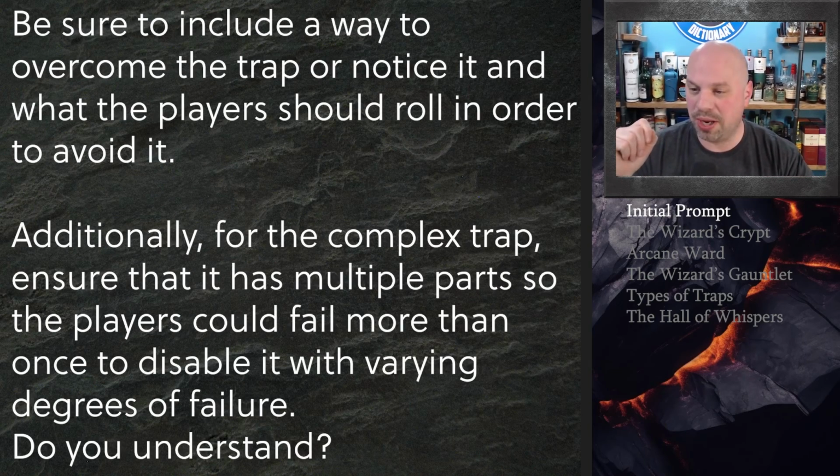Be sure to include a way to overcome the trap or notice it and what the player should roll in order to avoid it. This will help you in your role play during the course of dealing with the trap. You know, you notice a pressure plate, or you notice the wall doesn't look quite the right color, and they have to roll for it. Additionally, for the complex trap, ensure that it has multiple parts so the players could fail more than once to disable it, with varying degrees of failure.